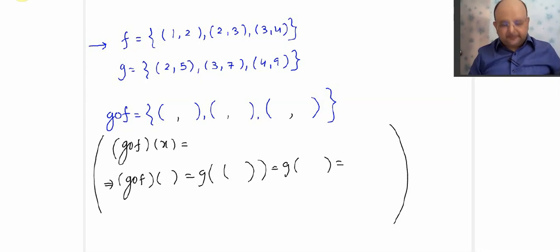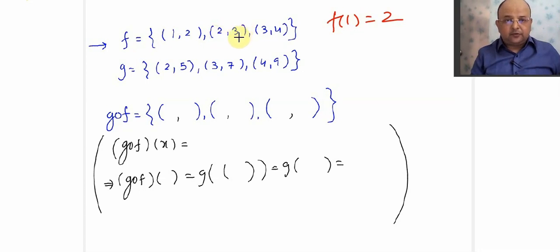F takes 1 to 2. F of 1 equals 2. This means f takes 2 to 3, that is, f of 2 equals 3. F of 3 equals 4.